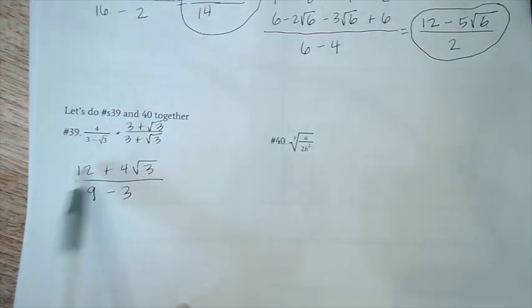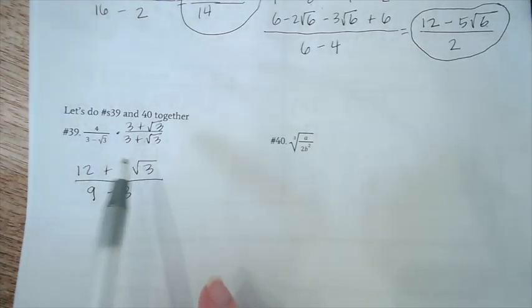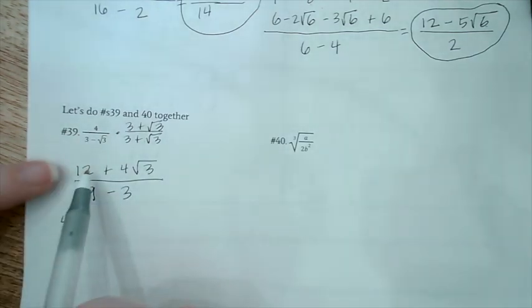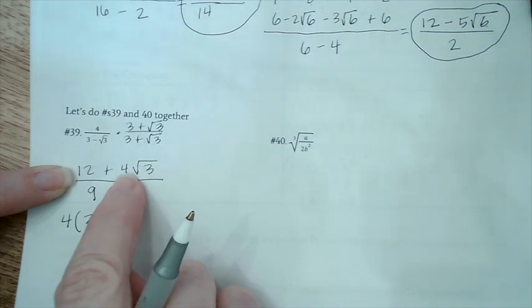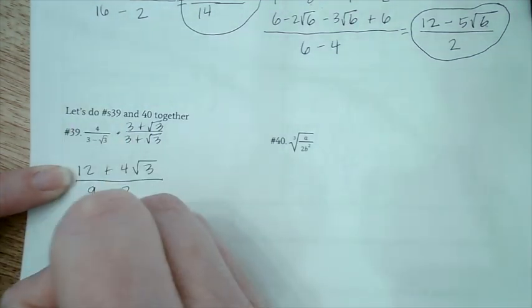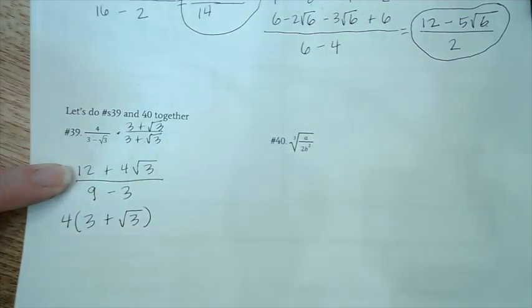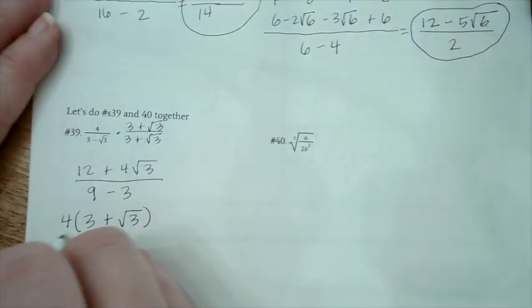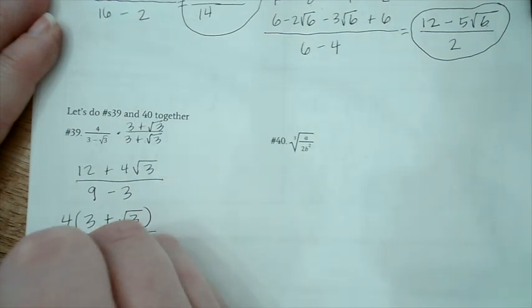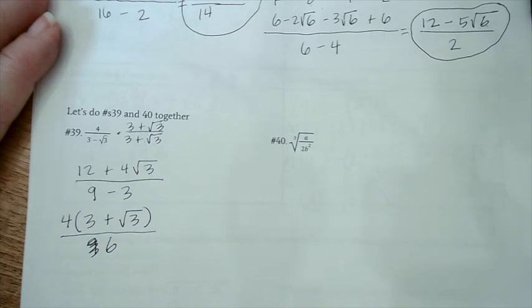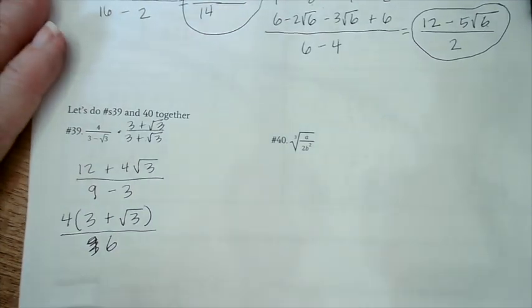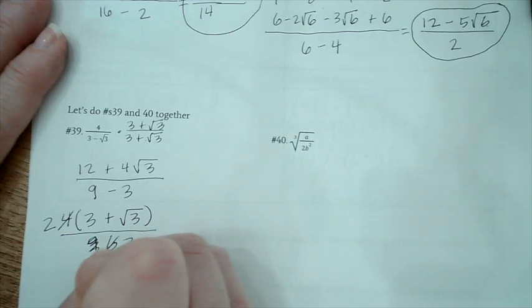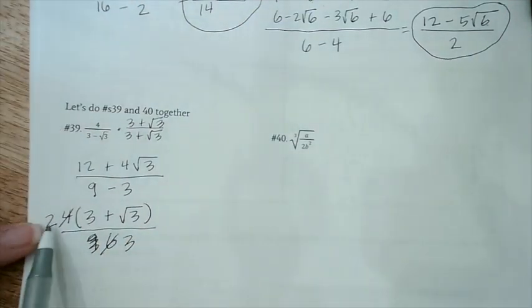So we can factor something out of this binomial here. We can factor a 4 out of it. So if we factored a 4 out of that, we're basically dividing this by 4, which becomes 3. We're dividing this by 4, which just becomes square root of 3. So we factored that out. And then simplifying the bottom, 9 minus 3 is 6. So then I'm going to be able to simplify those two. 2 goes into each. That becomes a 2. That becomes a 3.